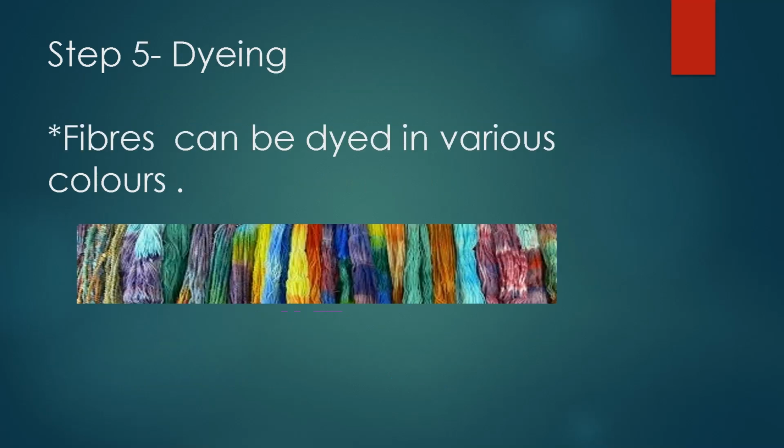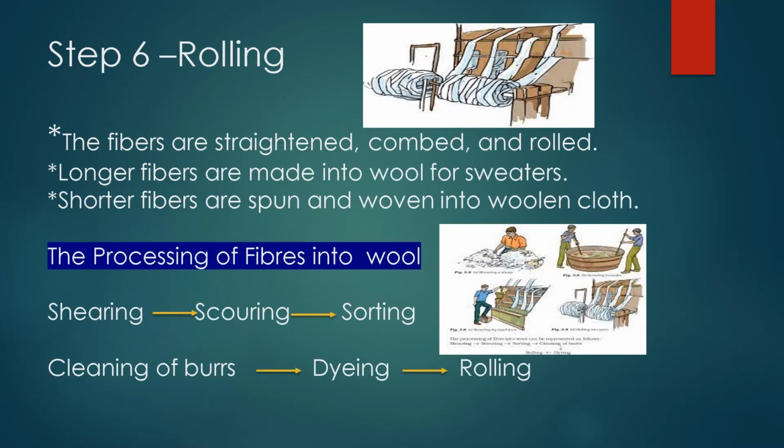Now step 5 is, when we got the fiber, अब हमें fiber मिल गया, now we will do the dyeing step. Dyeing means coloring. So fibers can be dyed in various colors, like you can see in this picture. Last step is rolling. Here you can see the rolling is done by the machine. In this process, the fibers are straightened, combed and rolled.